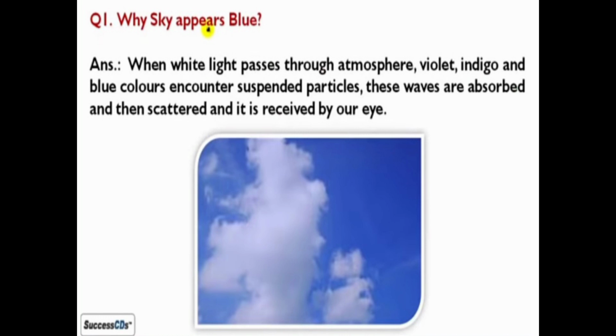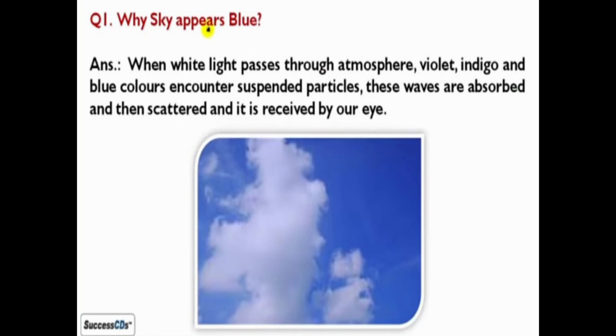The main reason for this is that whenever light passes through the atmosphere, it contains fine particles and molecules of air. These fine particles and molecules of air scatter the blue light, because blue light has shorter wavelengths. So scattering is more effective for it as compared to the red light, because red light has a longer wavelength. That's why scattering is not as effective for it.